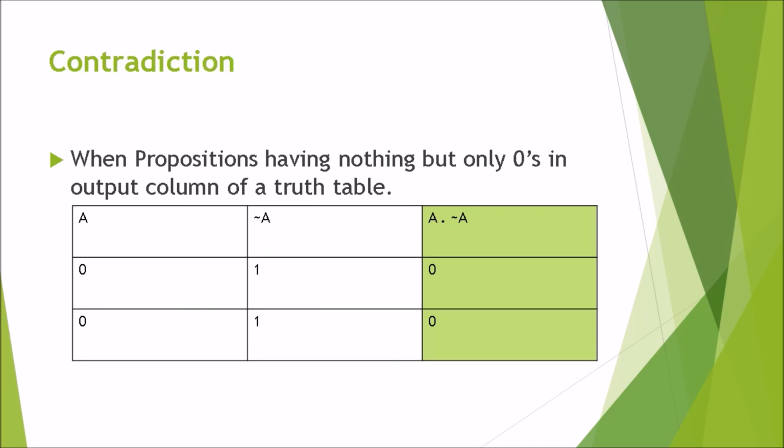The term contradiction. When propositions have nothing but only zeros in the output column of a truth table. Here we can see A dot not A will give you only zeros. Hence it is an example of contradiction.